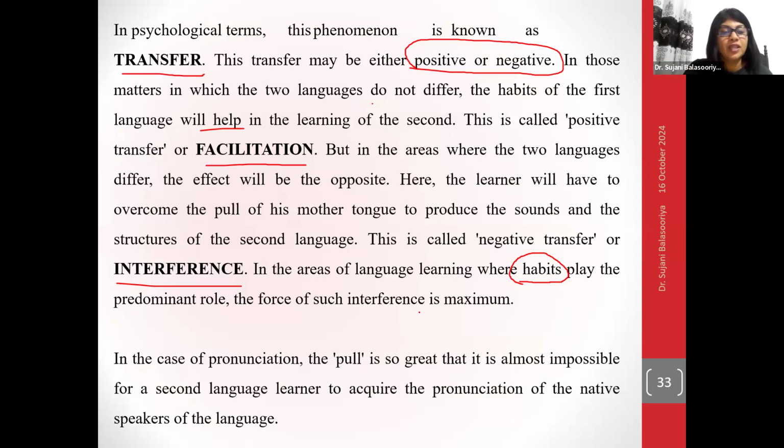This first language habits are interfering with the second language learning. Okay. Now, in the case of pronunciation, the pull is so great that it is almost impossible for a second language learner to acquire the pronunciation of the native speakers of the language. Acquiring the pronunciation of the native speakers of the language means achieving native-like pronunciation.